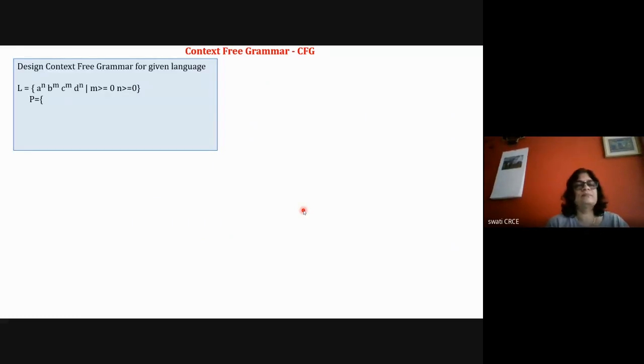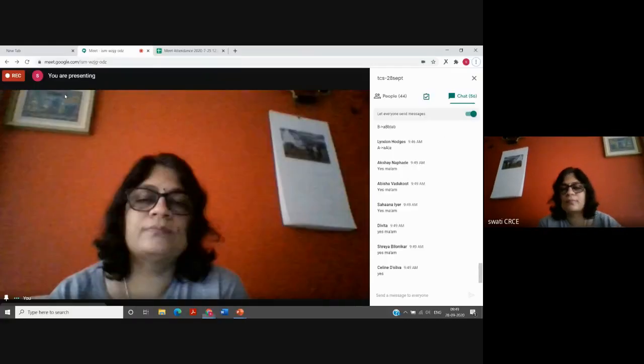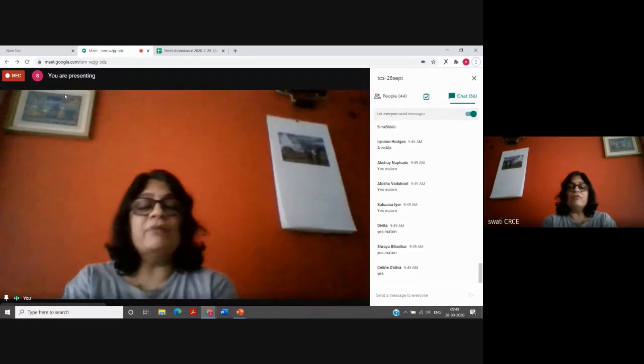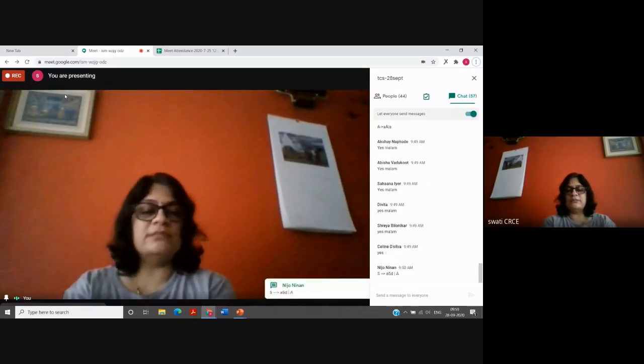Now here, it is similar to that: a raised to n, b raised to m, c raised to m, d raised to n. Now how to solve this? Can anyone tell me? m is greater than or equal to 0, n is also greater than or equal to 0. It can be 0 also. What we are seeing here is that the number of a's and number of d's are the same, and the number of b's and number of c's are the same. So can you think of S is equal to? Now you have 4 terminal symbols, a, b, c, d.